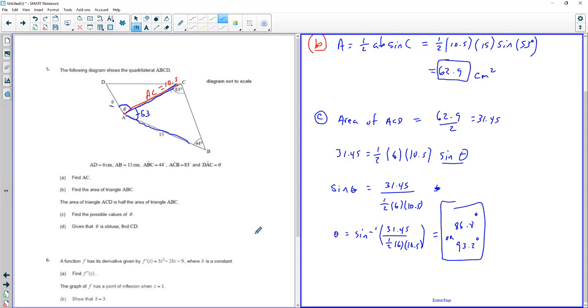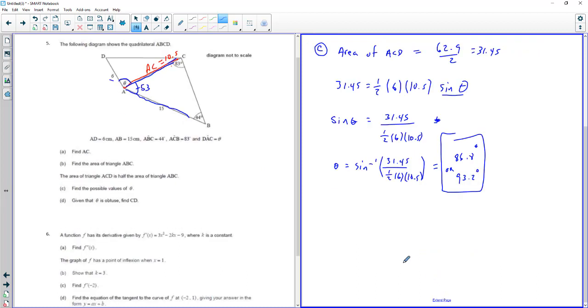And that's what they're looking for. Okay, so those are the possible values of theta. All right, getting there. Given that theta is obtuse, so they want the one that's obtuse, which is the greater of the two, 93.2. They're telling you that's what theta will be. Given that it's that one, find CD.